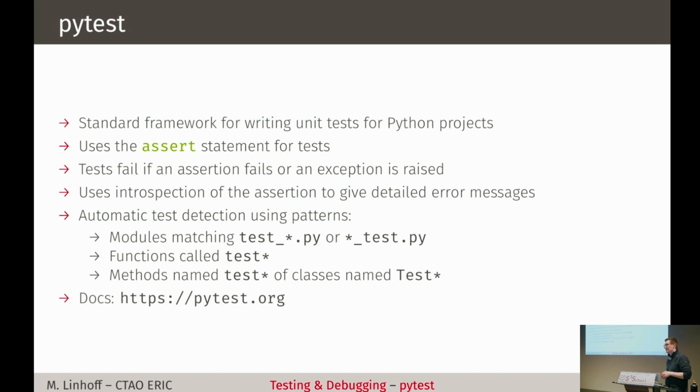PyTest has a way of discovering automatically what part of your code is test functions by naming conventions. So you have Python scripts that start with test underscore or end on underscore test.py. The functions are called test something, and the methods are also named test something, of classes that start with Test. So basically everything that starts with test is treated as a test by PyTest. And then I gave you here the link for the documentation to look at later.